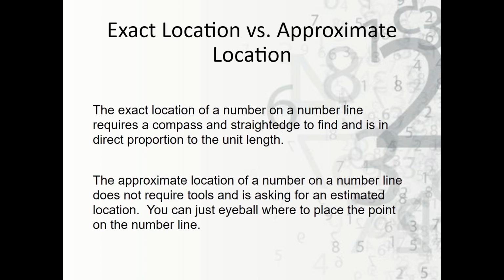So it would be like saying we're splitting this check and everyone just put in $20. That's approximate. An exact version would be something like we're splitting this check, everybody owes $19.85 or something like that. So that's the difference between the exact location and approximate location.